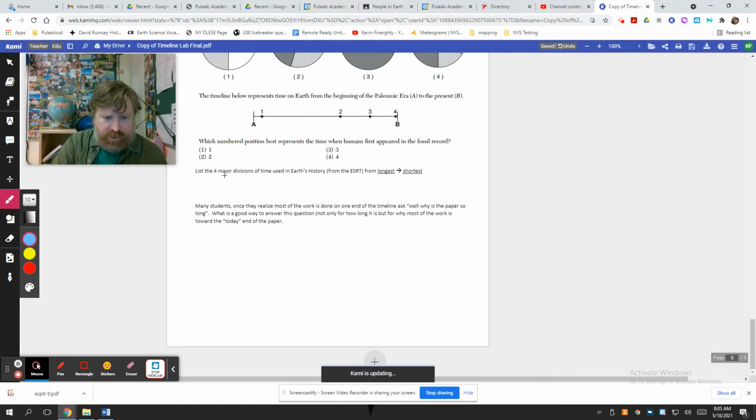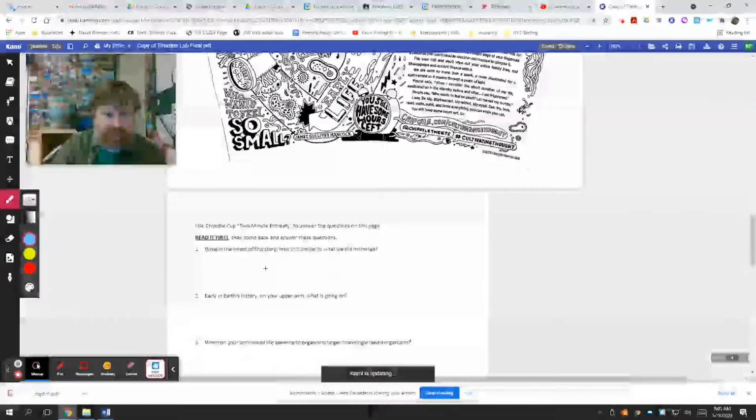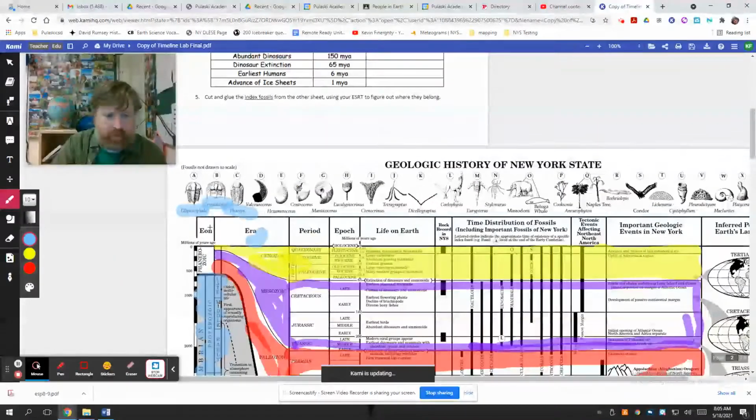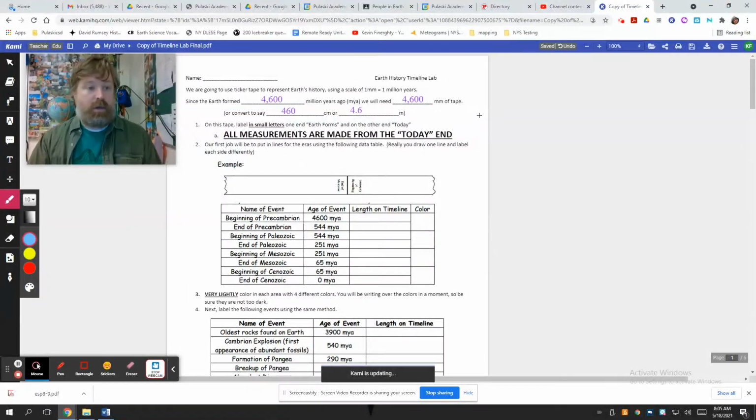The 4 divisions of Earth's history. And then, why is there so much brown is the last question. The 4 divisions of Earth's history are up here. 1, 2, 3, 4. All right. I know that's a lot, but it's kind of the first opening thing we're going to do in Earth's history.